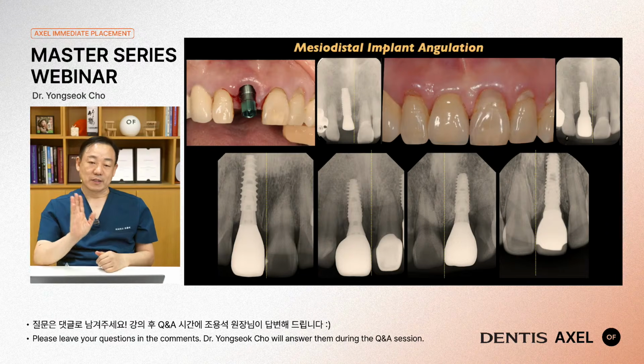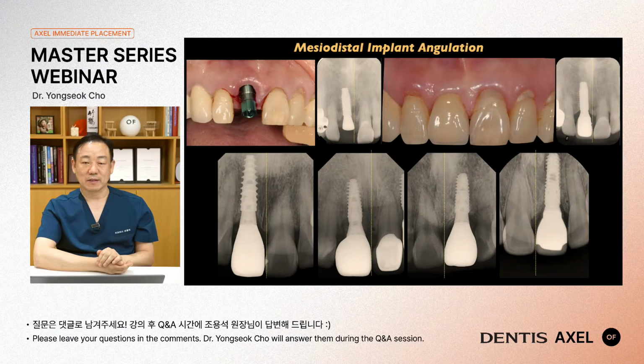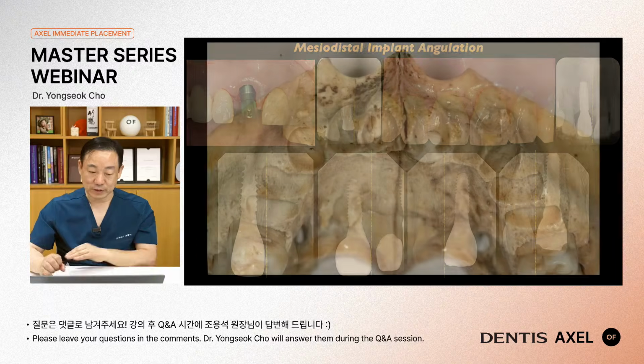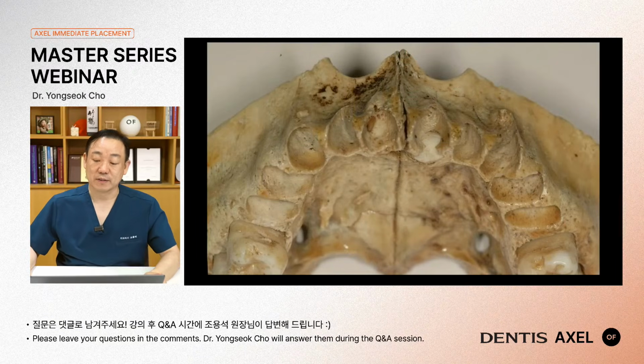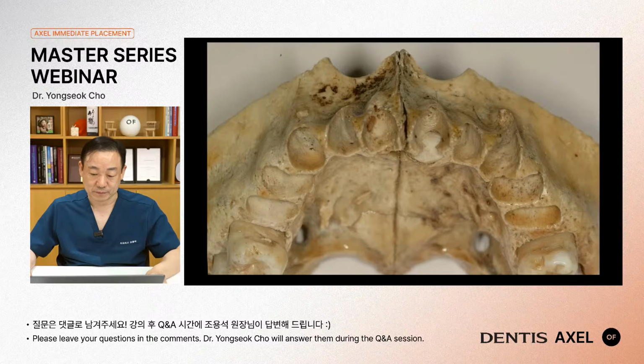Although this is not critical, even if you place the implant straight, in many cases it is acceptable. However, some patients have a very big nasopalatine canal. To avoid encroaching on the nasopalatine canal, you must tilt the implant slightly medially. Look at this dry skull, which displays the very thin labial plate.